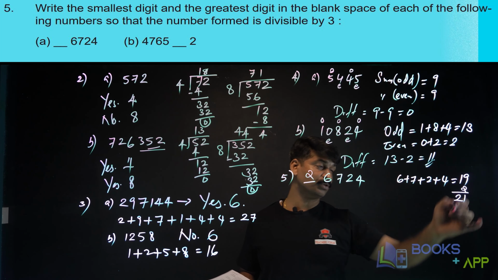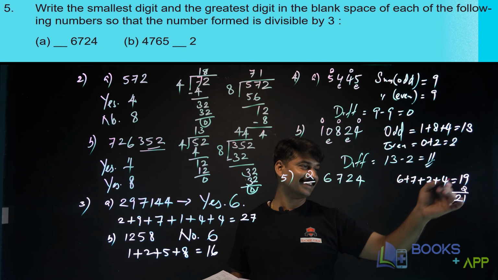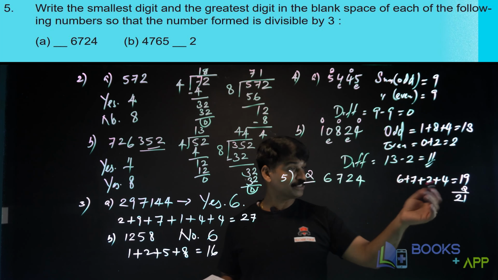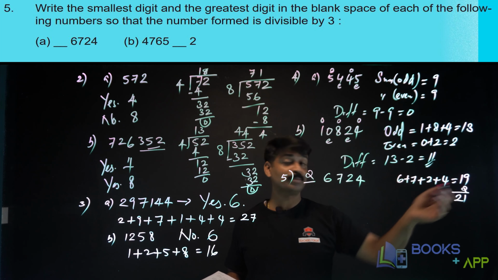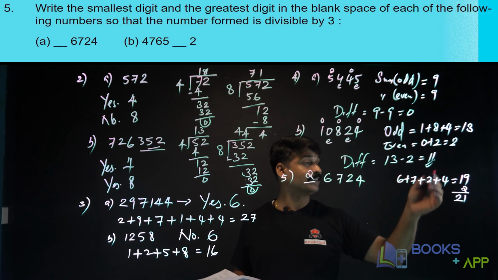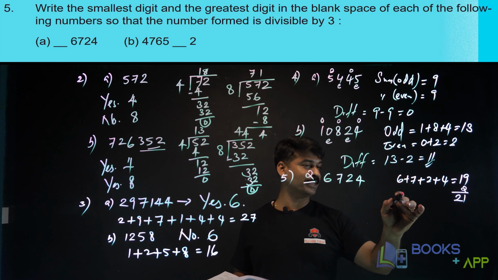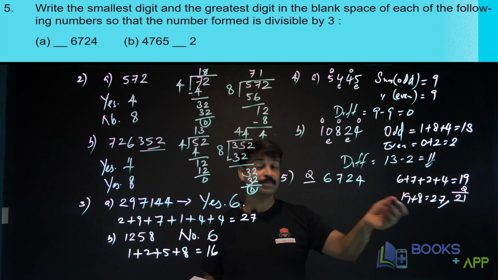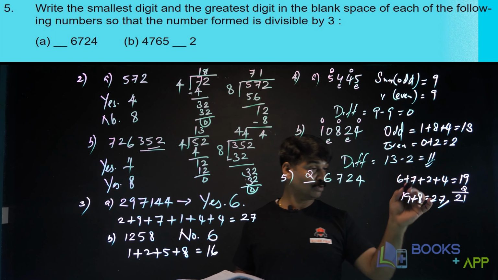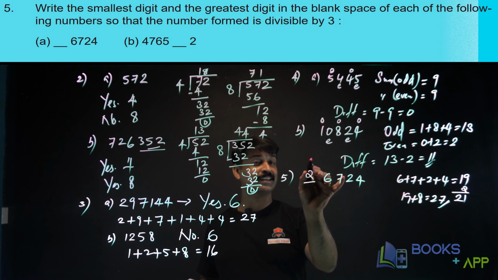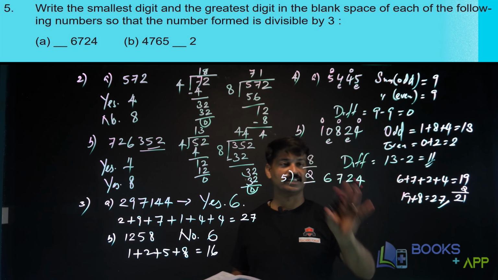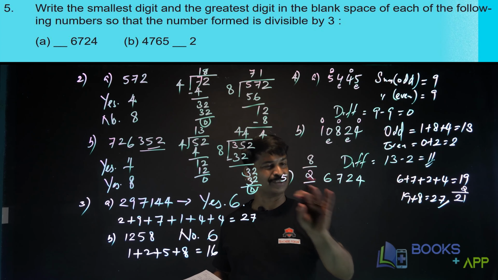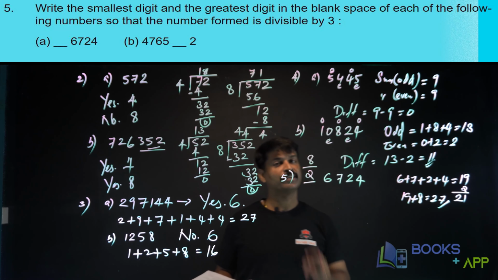If you add 3, you will get 22. If you add 4, what will you get? 23. If you add 5, you will get 24. 24 is divisible by 3. But let us check another number. If you add 7, 19 plus 7, 26, that is not divisible by 3. If you add 8, what will you get? 19 plus 8 is 27. Now if you add 9, it becomes 28. That is not possible. So when you add 8 here, you get the greatest number so that this number is divisible by 3. If you add 2, you get the smallest number that is divisible by 3. I think it is clear to you.